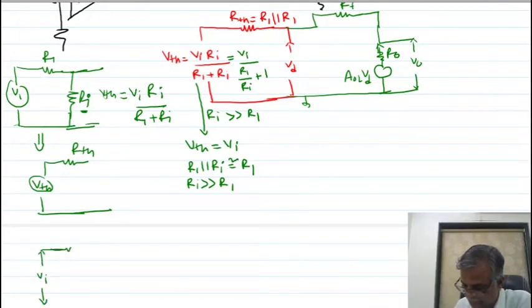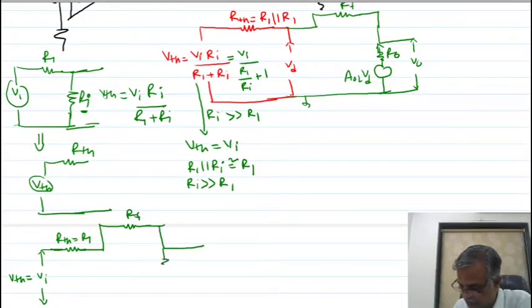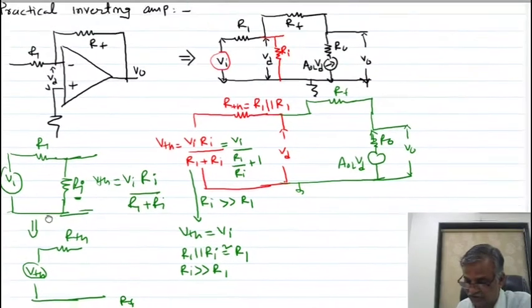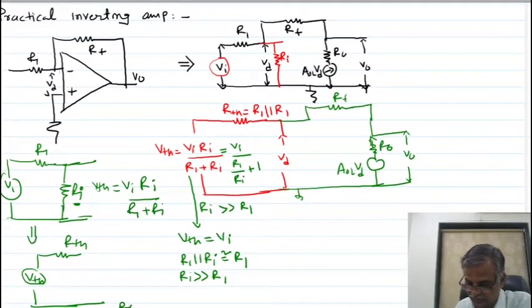VI, that is your VTH, nothing but the VI. This RTH is nothing but the R1. This is your RF. This is your RO. This is your AOL into VD. This is your VO. This is your ground. Here you see VD. Look again for your understanding, I am telling you. The equivalent circuit of this inverting amplifier is like this.